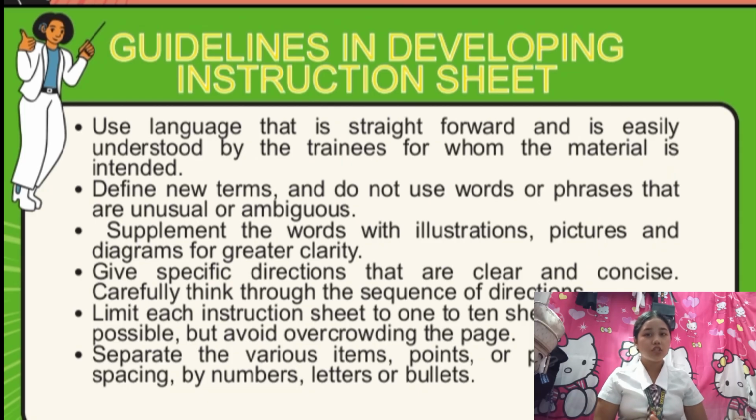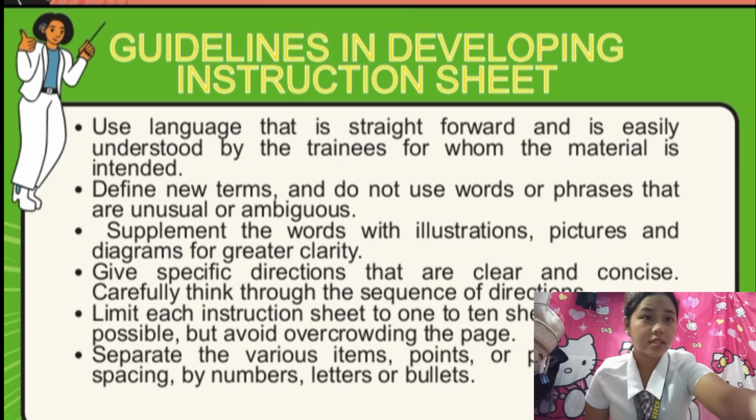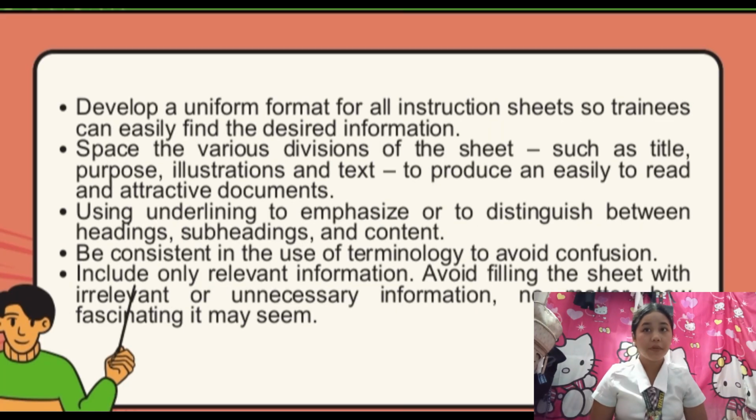Next is limit each instruction sheet to 1 to 10 sheet of paper if possible, but avoid crowding the page. Next is separate the various items, points, or paragraphs by specifying by number, lettering, or bullets. Next is develop a uniform format for all instruction sheet so trainers can easily find the desired information.